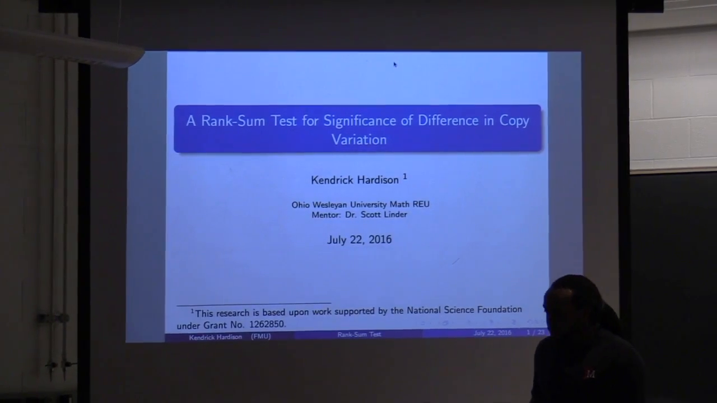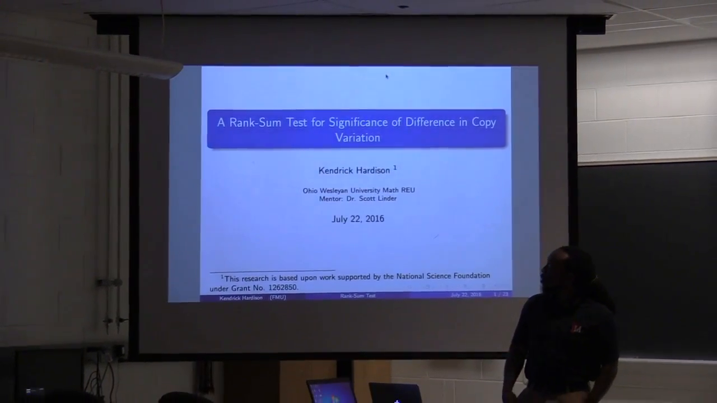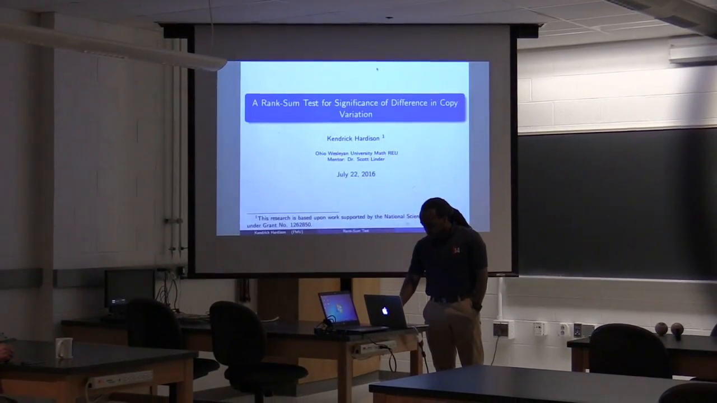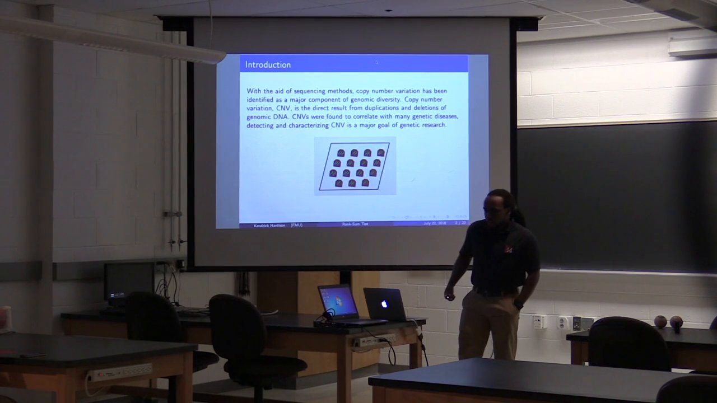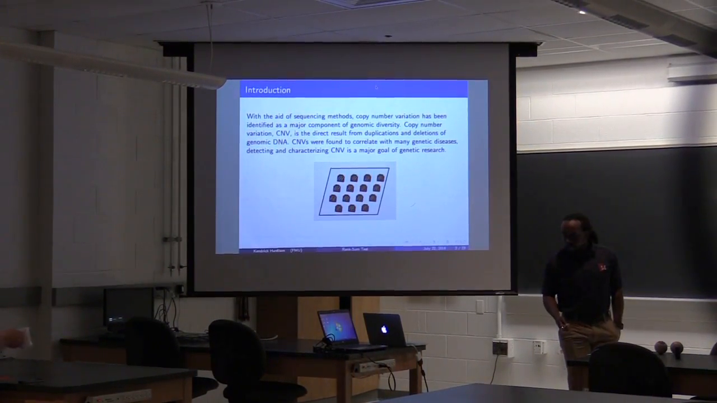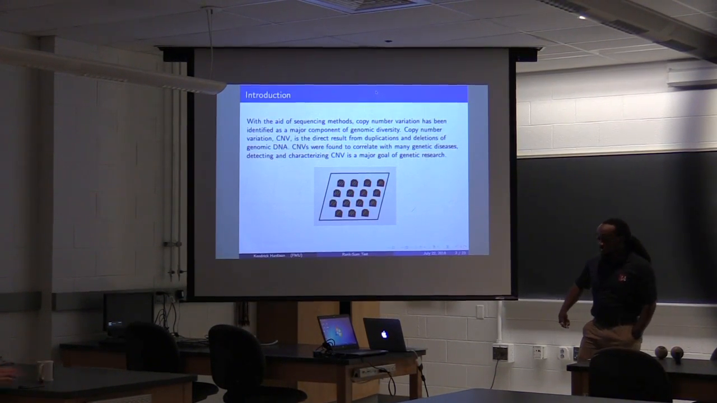I'm Kendrick Hardison, and this research deals with a rank sums test for significance and difference in copy variation. The background of this is dealing with copy number variation, also known as CNV. CNV is used to detect genetic diseases.